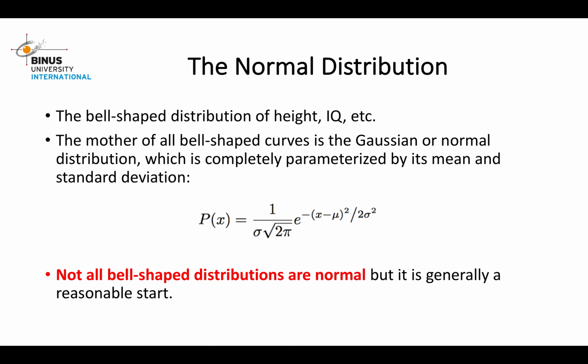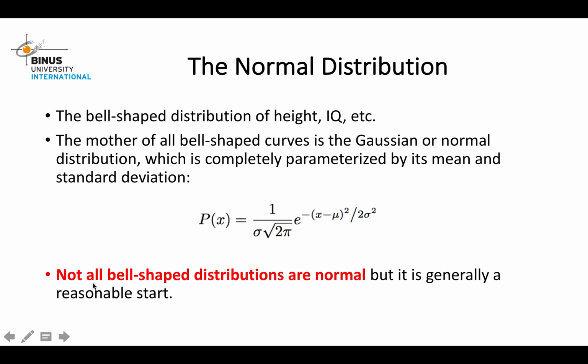So how about the normal distributions? We already talked about the binomial distributions. Normal distributions are actually bell-shaped distributions, but for continuous data. It follows the Gaussian distribution, where the probability is given by these formulations. Not all bell-shaped distributions are normal, but it is generally a reasonable start.